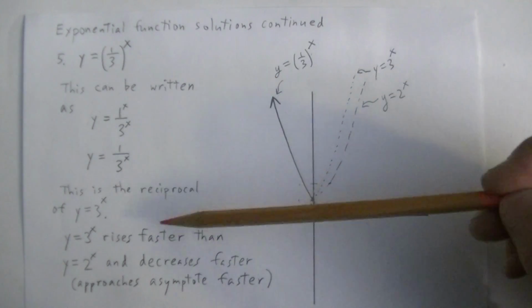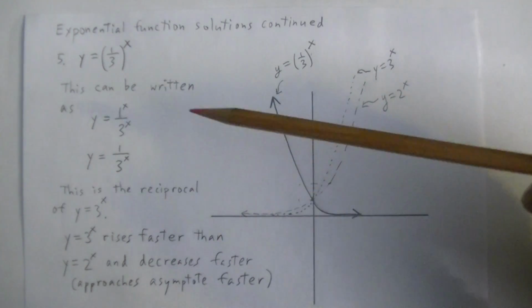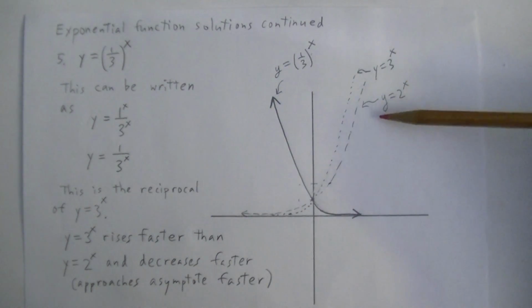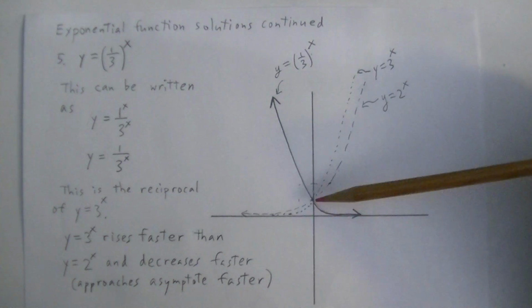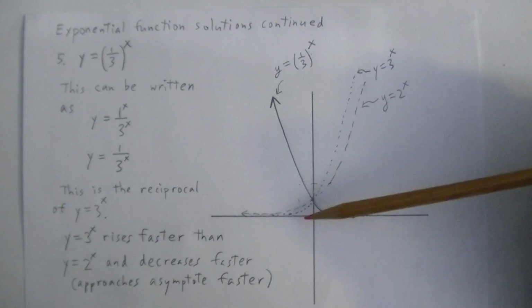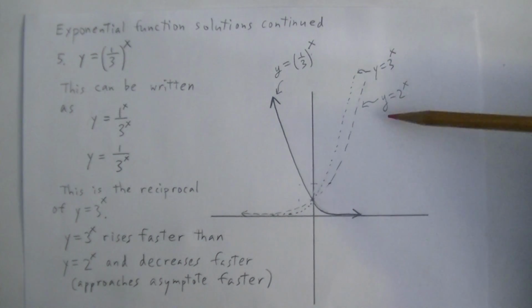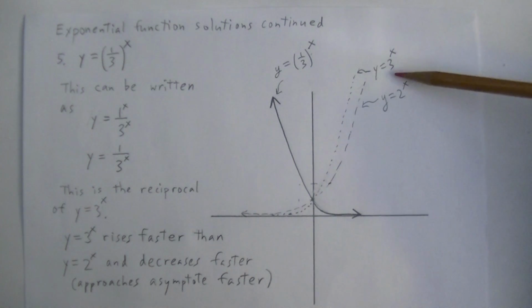This is the reciprocal of the original y equals 3^x that I graphed earlier. Well, y equals 3^x, I know, rises more quickly than the 2^x function and sinks more quickly going to the left to the asymptote. Now, I graphed y equals 2^x and I graphed y equals 3^x.